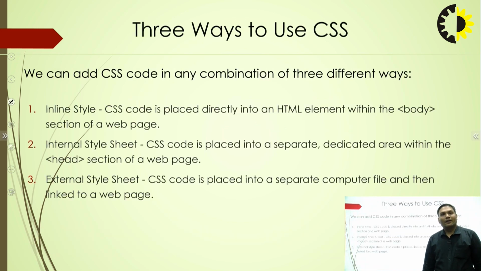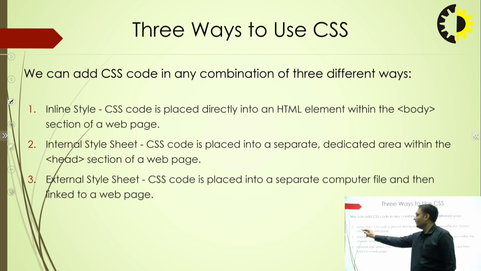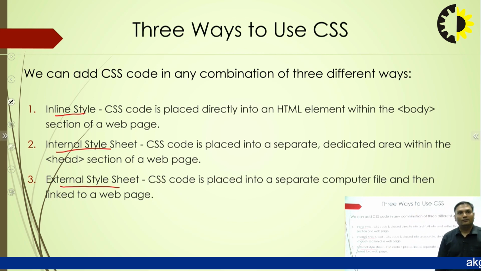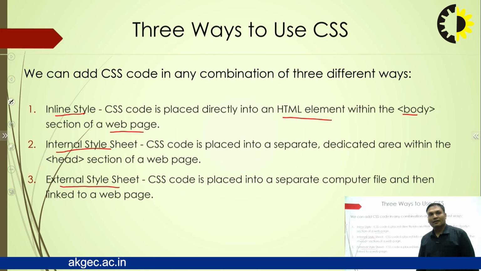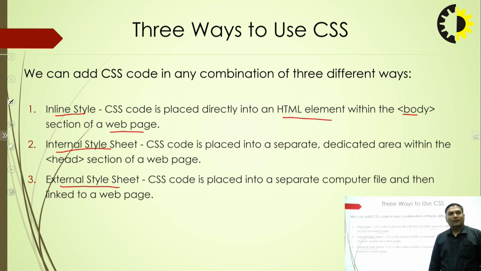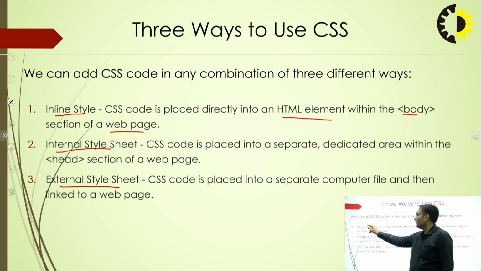Now, how can we apply CSS? We can apply CSS in three ways. One is inline CSS, the second is internal CSS, and the third is external CSS. In inline CSS, the CSS code is placed directly into an HTML element within the body section of a web page. If we are applying CSS directly to an HTML element inside the body tag, then that type of CSS is called inline CSS.